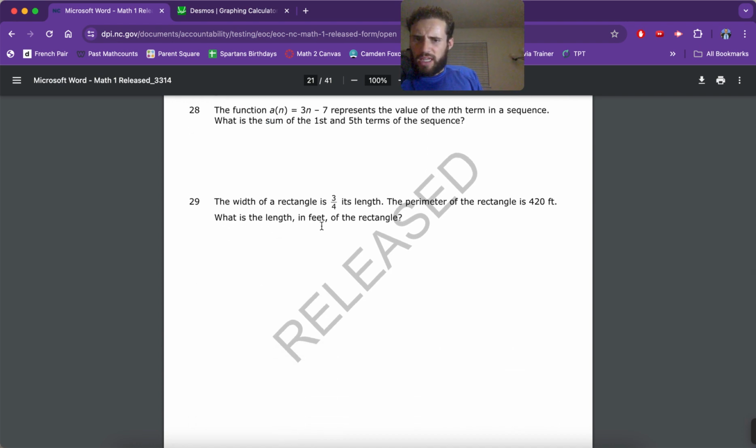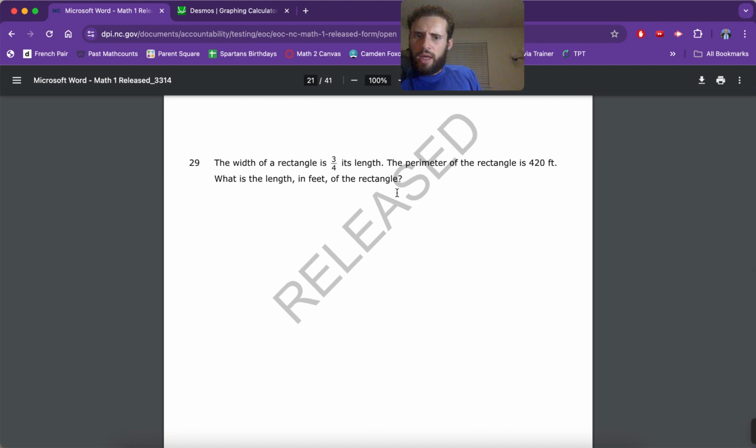The width of a rectangle is 3/4 its length. The perimeter of the rectangle is 420 feet. What is the length in feet of the rectangle? Okay. So this one, you're just going to write some equations. The width of a rectangle is 3/4 its length. So we'd say W equals 3/4 L. Okay, that's one equation. And then we'd say the perimeter of the rectangle is 420 feet. What is the length in feet?